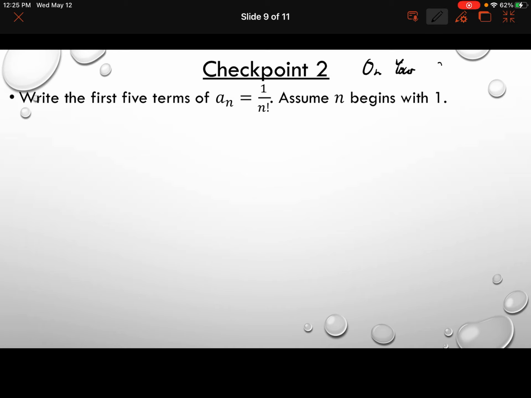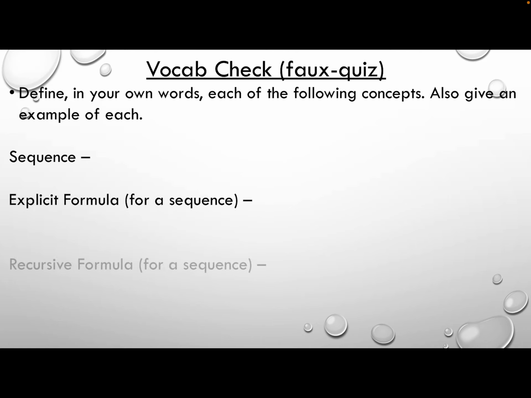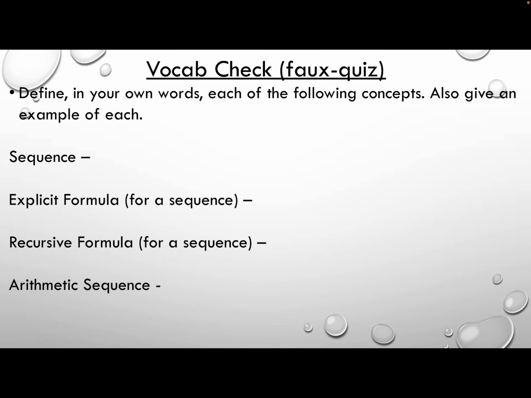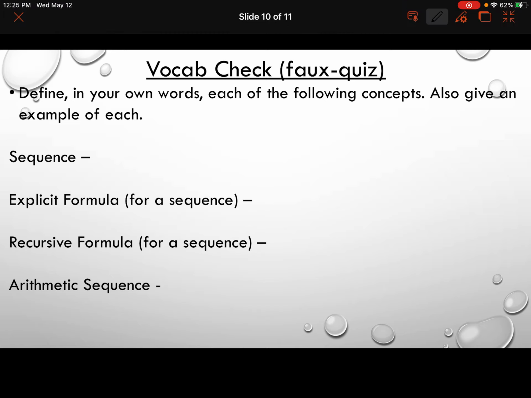Okay? And then one more on your own problem is this next one. So a little vocab check I want you to try out. See if you know what each of these mean: sequence, explicit formula, recursive formula, arithmetic sequence. Can you describe each of these as best as you can in your own words? There's nothing wrong with looking back at your notes and the definitions, but try to describe these in your own words, and then write an example for each. Give me an example of what a sequence would look like, an example of what an explicit formula would look like, and so on. Okay? So this one I also want you to try on your own.